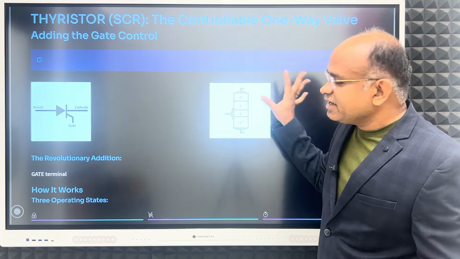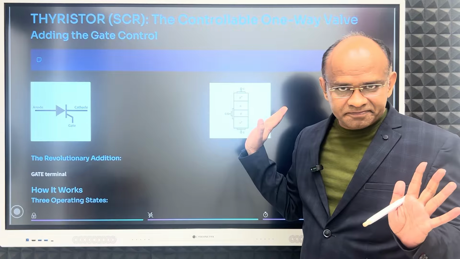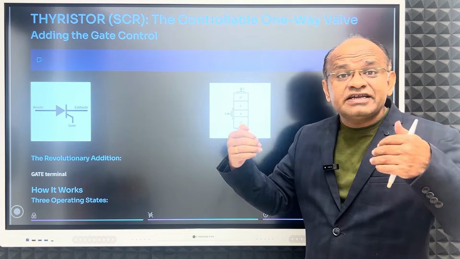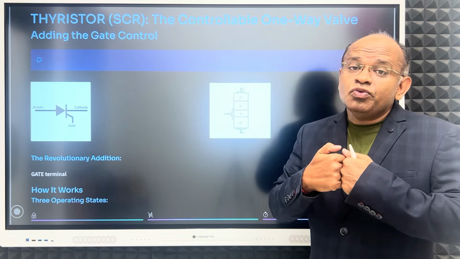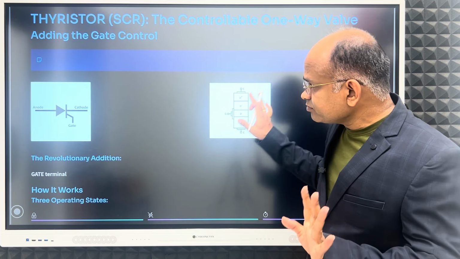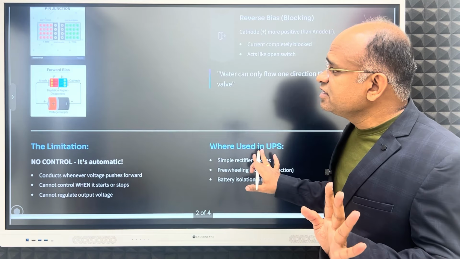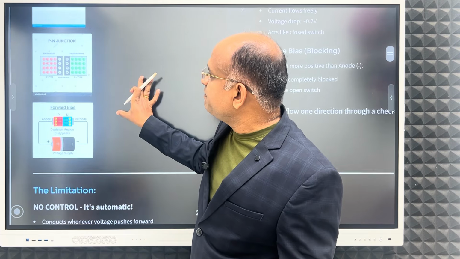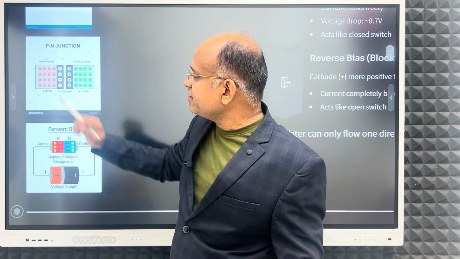This PN represents our original diode. Then this thing is added, another PN. So another diode is overlapped. Now we know how a diode conducts. Now I will show you again. Everything is dependent on this depletion layer.